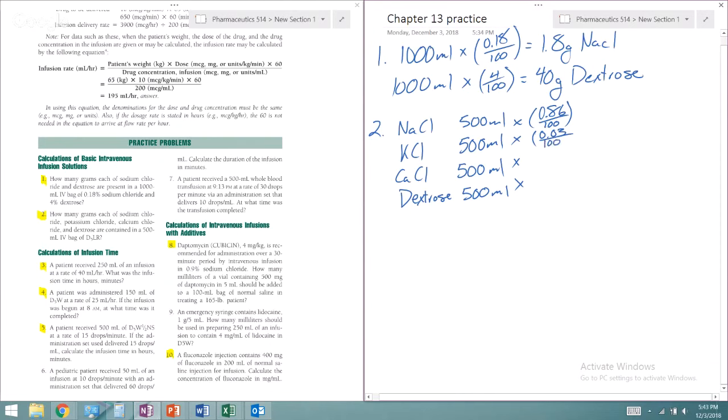And so we're just going to go through and put all of the different percentages from that table. And then this is 5%. And so for this one, it's 4.3 grams. This one is 0.15 grams. And this one is 0.165 grams. This one is 25 grams.